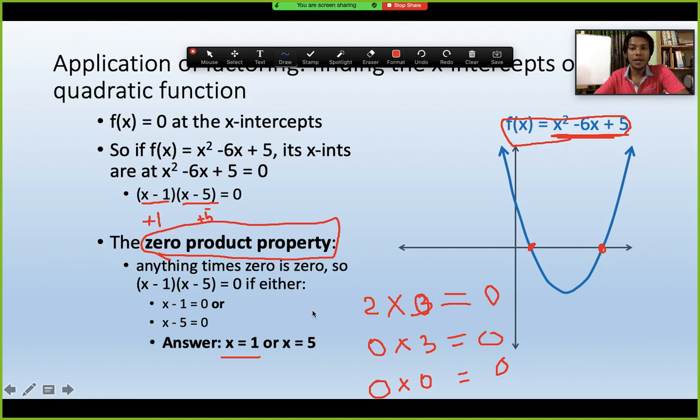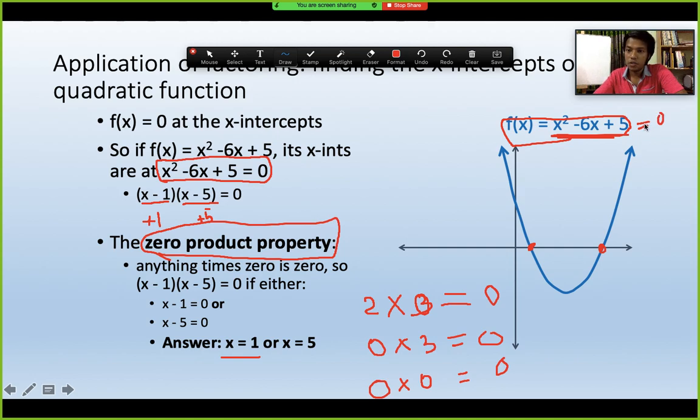Now you can ask me another question. You can say, sir, why do I have to think in the first place that x square minus 6x plus 5 equals 0? Because in the function, you did not say that. You just gave a function. You said that f of x equals x square minus 6x plus 5. But why do I have to think that this equals 0? Why?